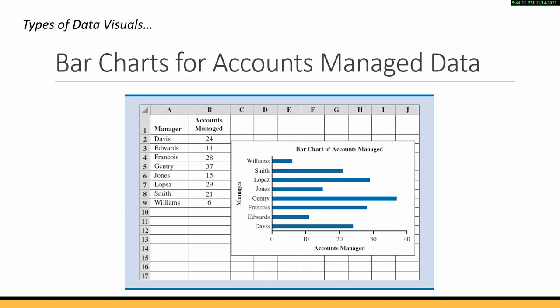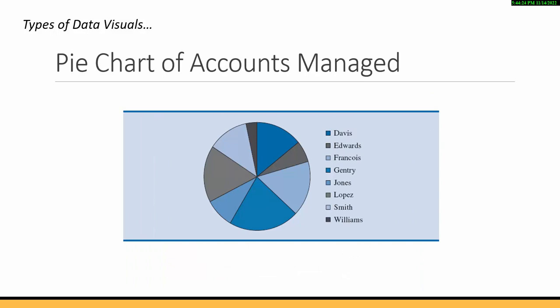Now try answering the same questions with this pie chart. How easy or difficult do you find answering the same questions? If you had to compare this value here for Jones versus this value here for Lopez, it will be very difficult. Plus, if there are multiple categories, you may have to come up with multiple colors which are not closely related to each other, like in this case.